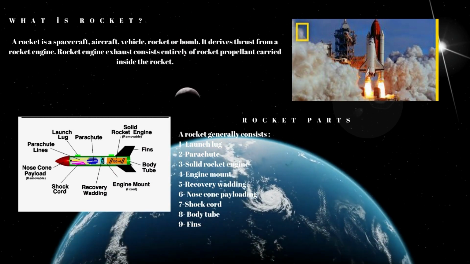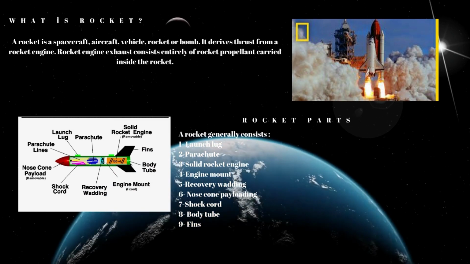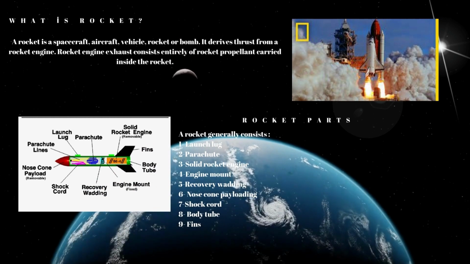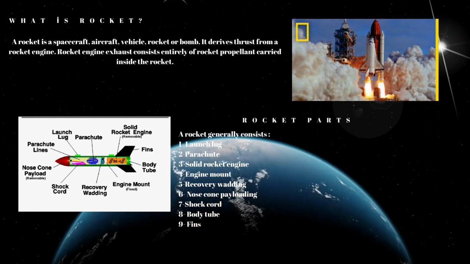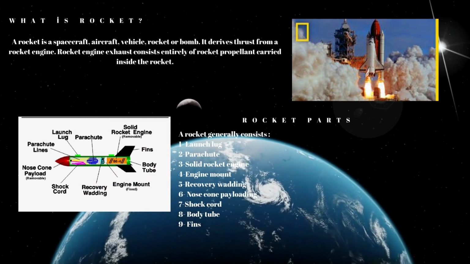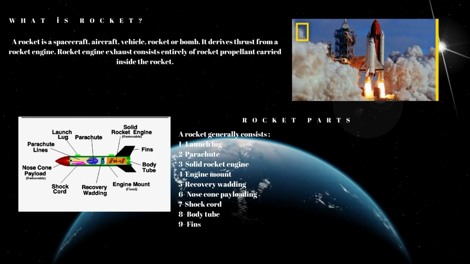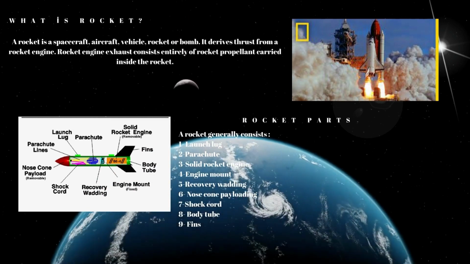Rocket parts. A rocket generally consists of a launch lug, parachute, solid rocket engine, engine mount, recovery wadding, nose cone, payload, shock cord, body tube, and fins. In these photos you can see what each part is and where it is.